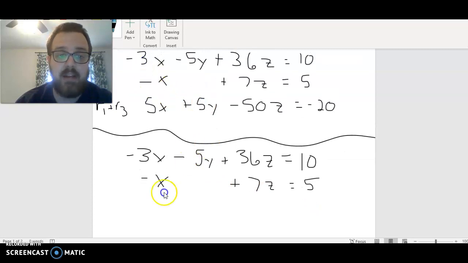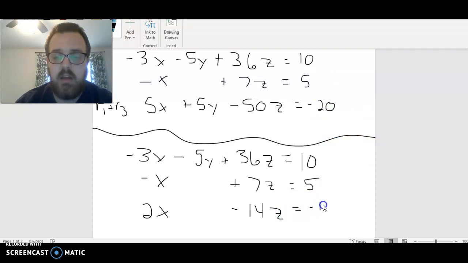And now I'll go ahead. -3 and 5x will be 2x. -5 and 5y will be 0. That will cancel out, which is what I wanted. And then 36 and -50 will be -14z. And over here, 10 and -20 will be -10. So now that I have those y's eliminated, I want to look for another variable to get rid of.